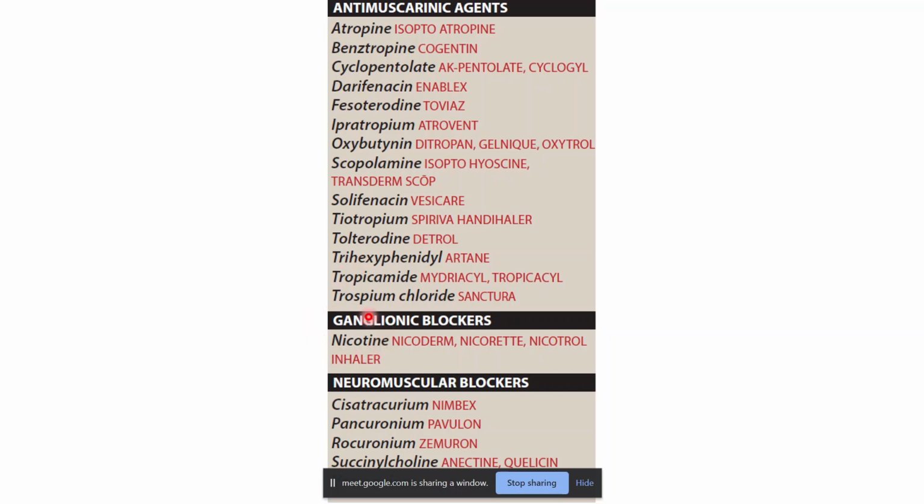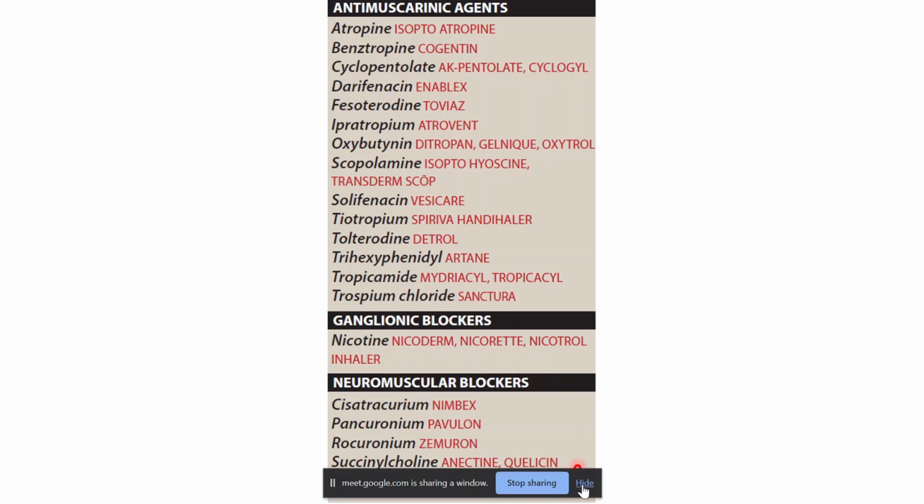Then nicotine is not a drug for treatment, but is used for smoking cessation. It is also available in transdermal patches, under the Nicoderm brand.